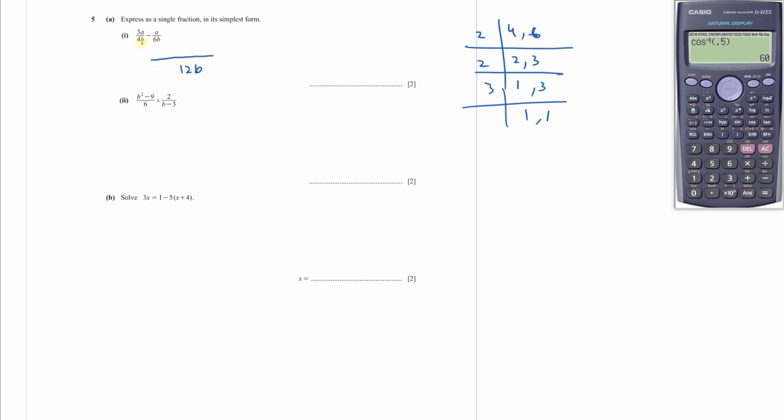4b is multiplied by 3 to get 12b. So 3a in the numerator will also be multiplied by 3. Minus, 6b was multiplied by 2 to get 12b, so a will be multiplied by 2 as well. So this will become minus 2a. So this will be 9a minus 2a over 12b, which is 7a over 12b.